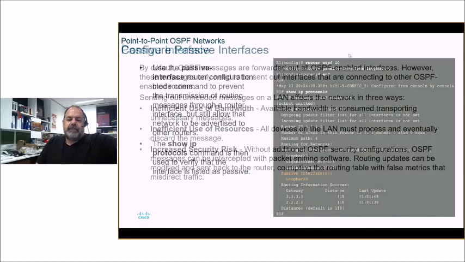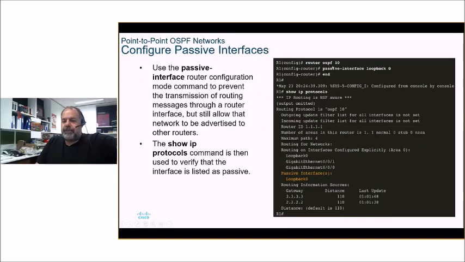Okay, so how do we do it? You go into router config mode and type in passive interface and the name of the interface. Here of course we've got loopback, but it could have been G0/0 if that was a subnet that didn't have any hosts on it. And the show IP protocols command actually lists what interfaces have been set to passive.